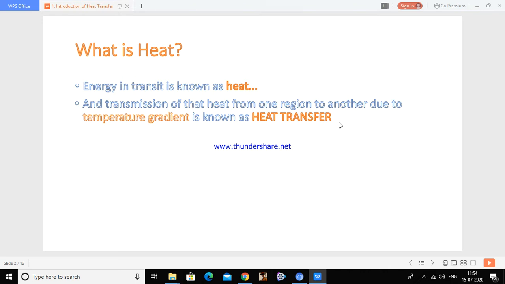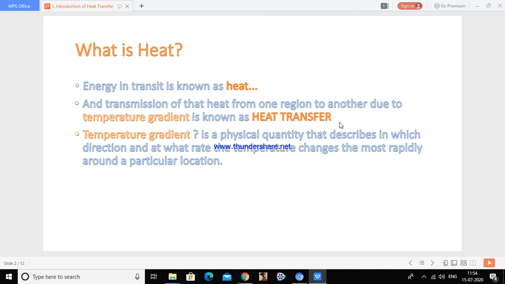So what is heat transfer? It is a transfer of heat from one point to another point due to the temperature gradient. Now what is meant by temperature gradient? By definition, it is a physical quantity that describes in which direction and at what rate the temperature changes most rapidly around a particular location. This sounds complicated, but it is simple. It is a temperature difference along the direction in which we have rapid temperature change. That is known as the temperature gradient.